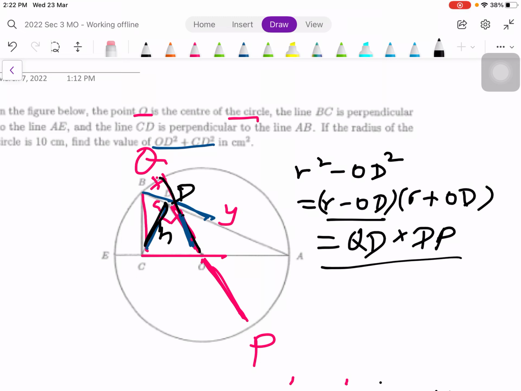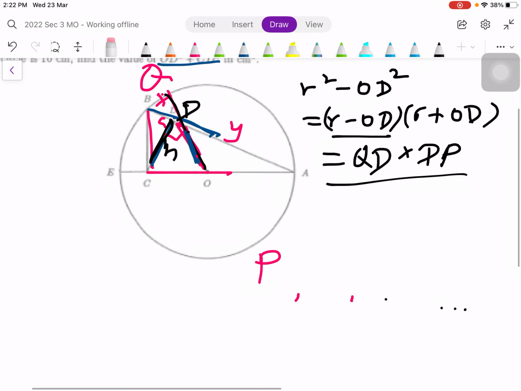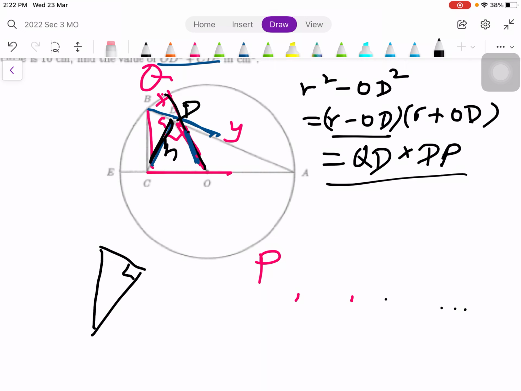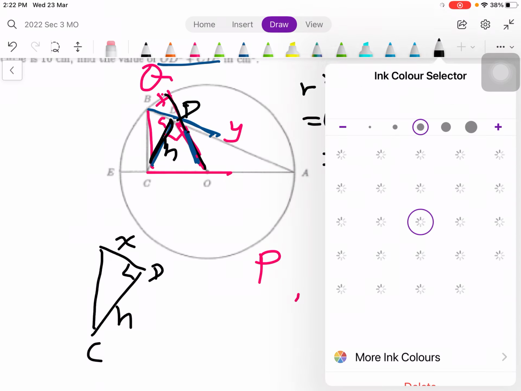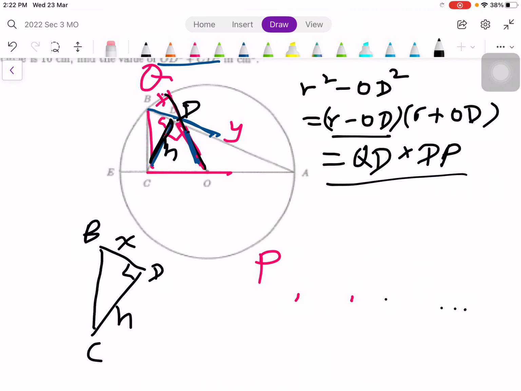Next, I want you to look at the right angle triangle. Let me just move up. Can you look at this right angle triangle here? This is Q, this is D, and this is C. Then this is h, and this is x. Sorry, this is B, I made a mistake here. Therefore, h squared plus x squared is equal to BC squared.